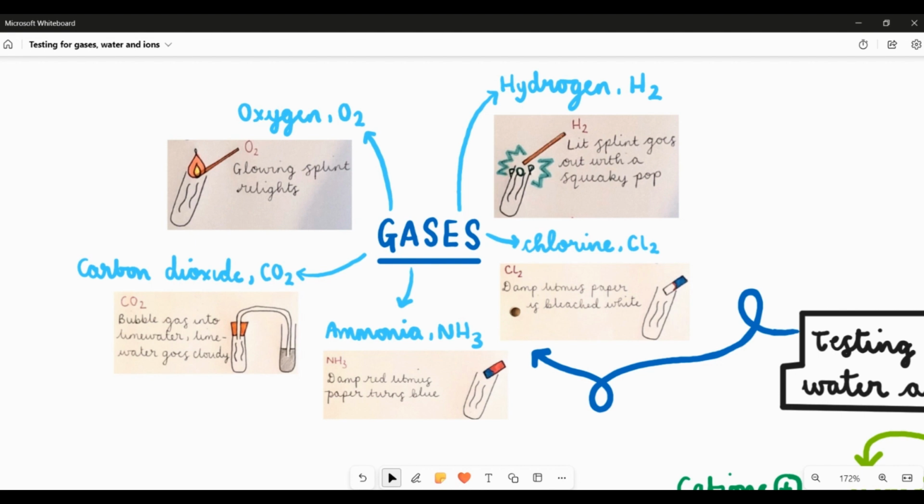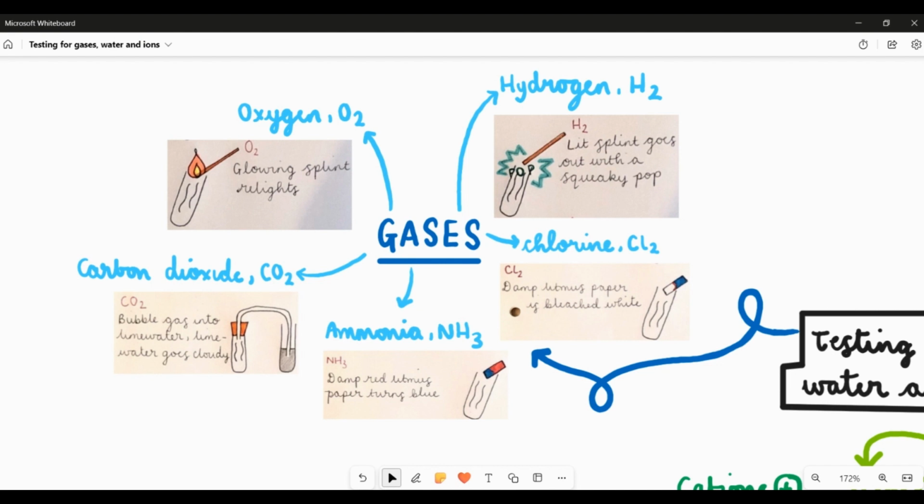To test for carbon dioxide, some students would be tempted to write about the fact that carbon dioxide does not support combustion, so a lit splint would go out if it was placed in carbon dioxide. But that is not unique to carbon dioxide. There are many gases that would do that. And therefore, we need a way of specifically testing for carbon dioxide.